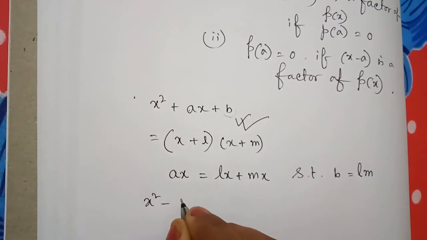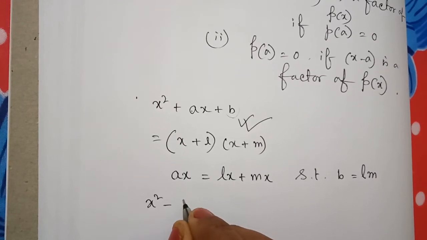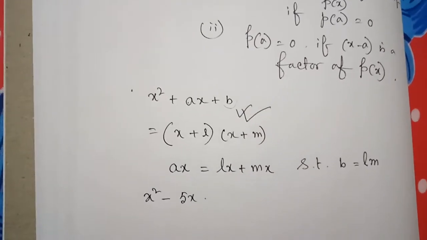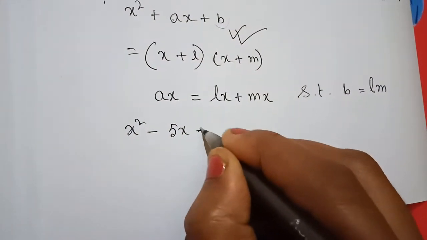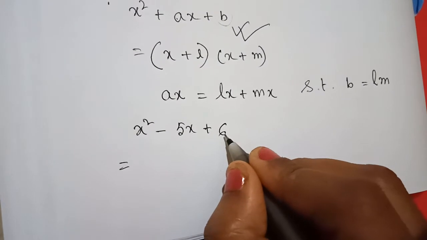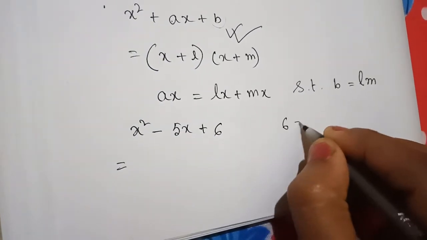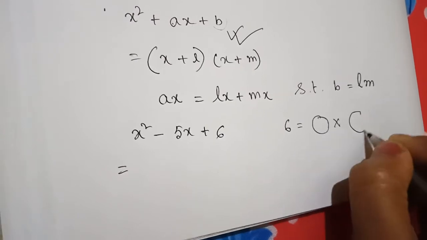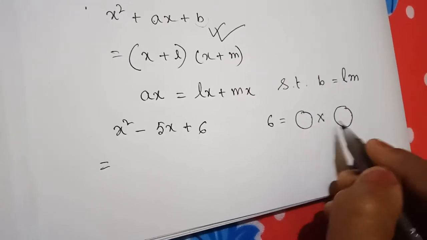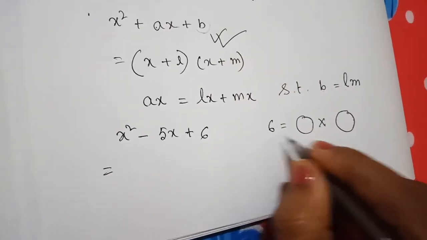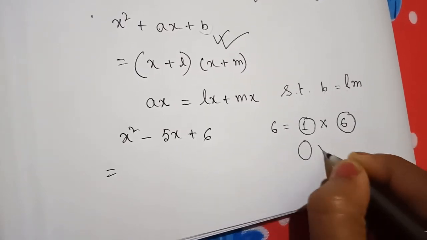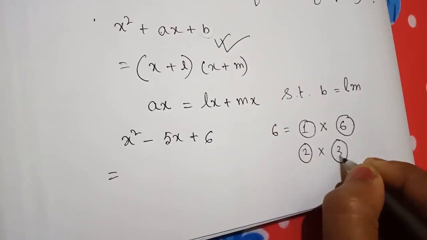x square minus 5x plus 6. You need to factorize it. What will you do? You will first find out 6 equals what into what. That means like this, b equals l into m. So you need to find out actually l and m, that means the factors of 6. Now what are the factors of 6? It can be 1 and 6, or it can be 2 and 3, right?